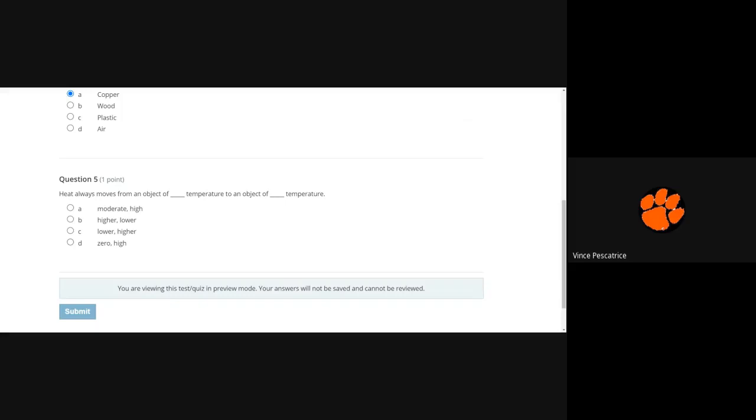All right, heat always moves from a blank object to the blank object. So heat always moves from the hotter object to the colder object. So it's the object with the higher temperature to the one with the lower temperature.